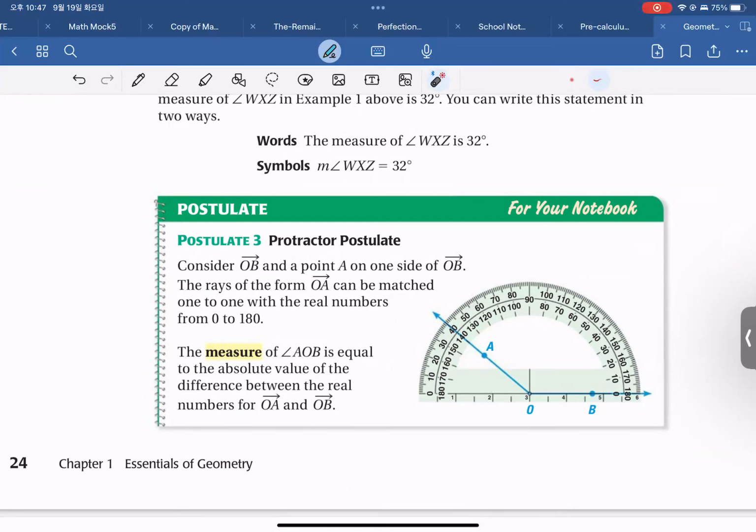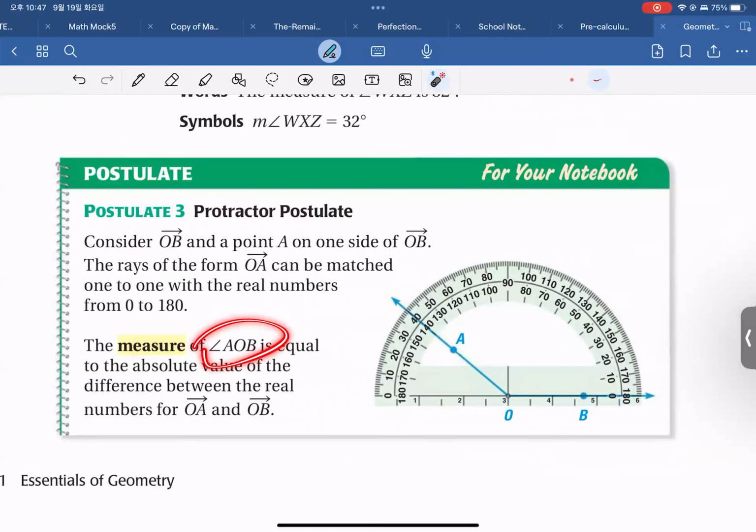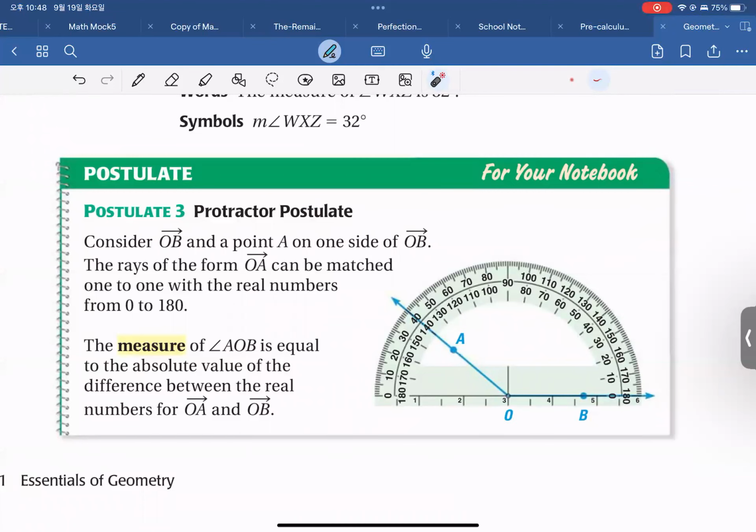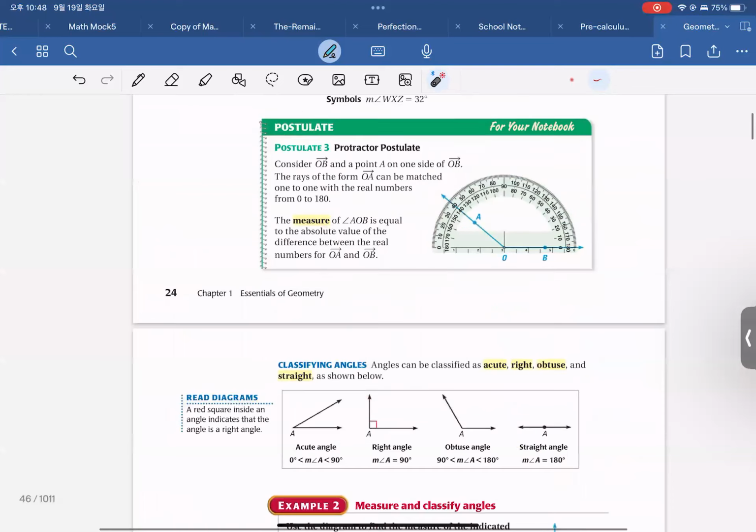So if you're talking about the measure of angle AOB, which would be right here, then you're finding the absolute value of the difference between OA and OB, which would be here and here. It's basically what the protractor postulate is saying. I think that even if you're not familiar with geometry, you have already seen these somewhere. And I think most of you know that in a triangle, the sum of the angles is 180 degrees, and so on and so forth.